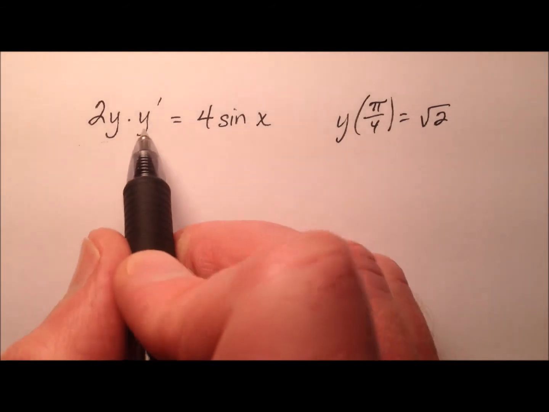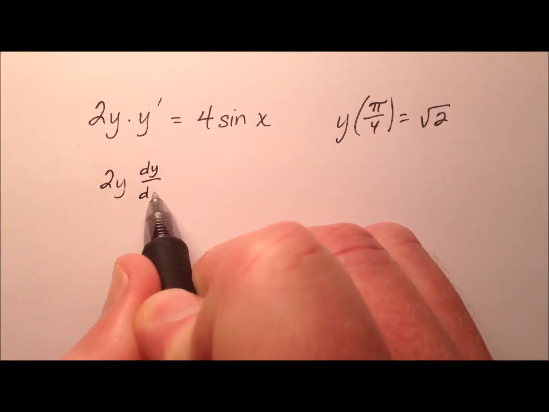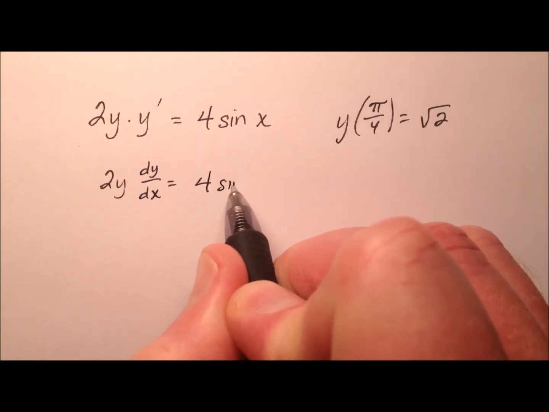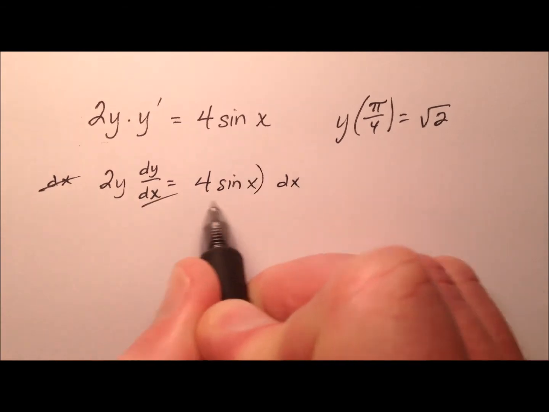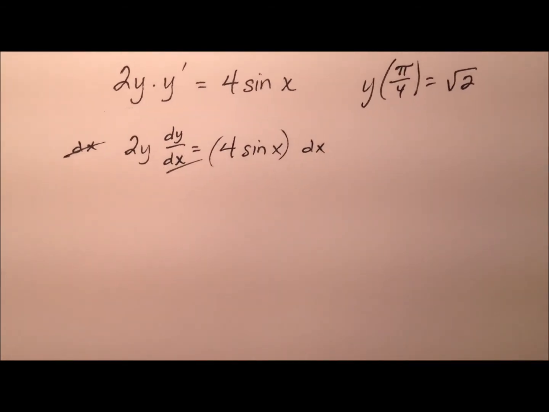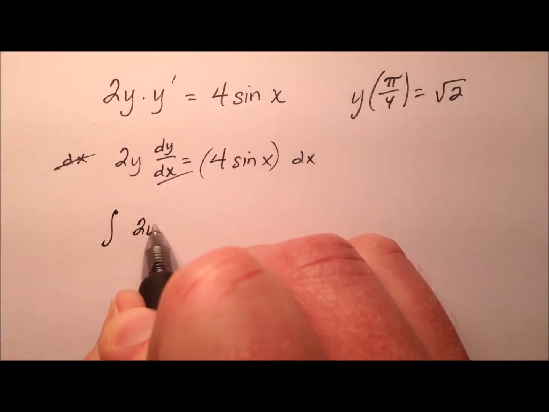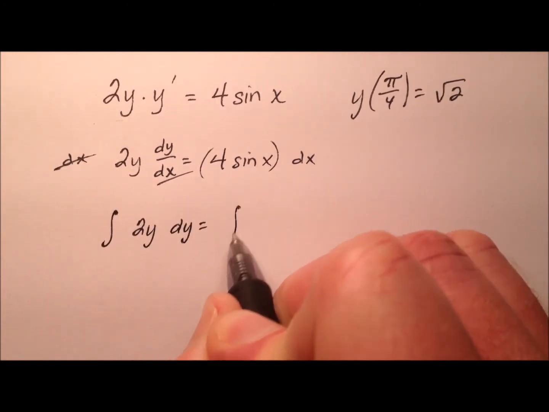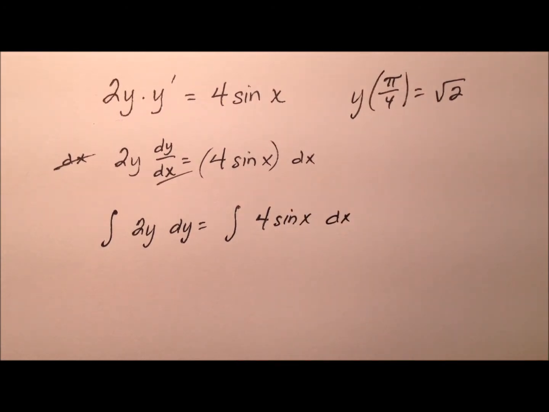So let's go ahead and change this y prime to dy dx, and then we can multiply both sides by that dx. Cancel here, and there we go. So now we're ready to integrate both sides of our equation. So we have the integral of 2y dy equals the integral of 4 times the sine of x dx.